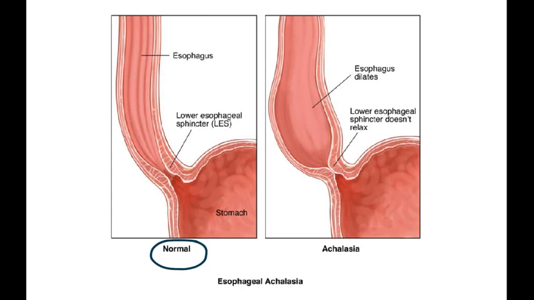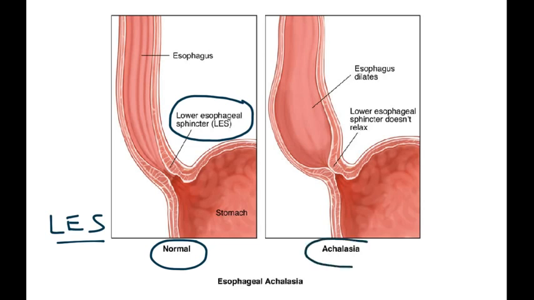At the end of the esophagus is a very important muscle called the lower esophageal sphincter, and it is abbreviated LES. This sphincter relaxes and allows food to pass from the esophagus to the stomach. Now you have a photo showing achalasia.